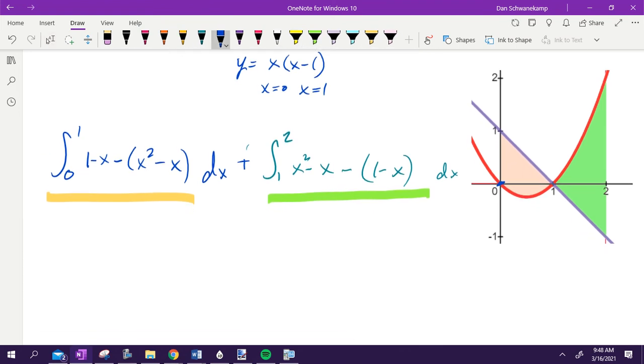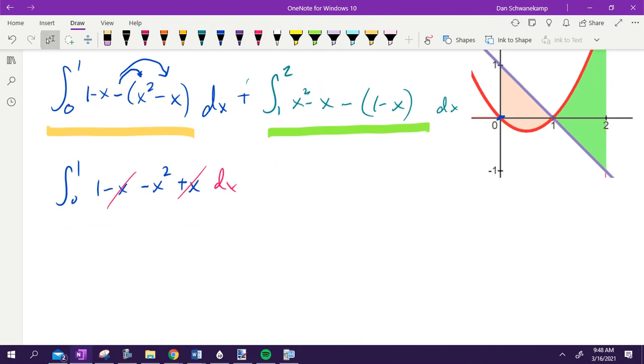Okay, so we're going to go ahead and find the antiderivative. So we can distribute that negative. If I distribute that negative, it's minus x squared plus x. So what's going to happen with my x's? They cancel because I got minus 1 plus 1. So then we can find the antiderivative here.